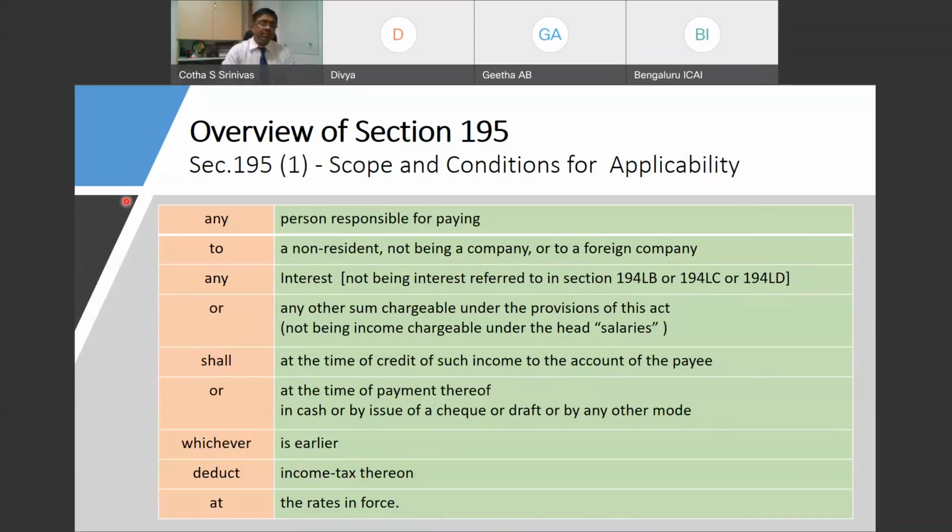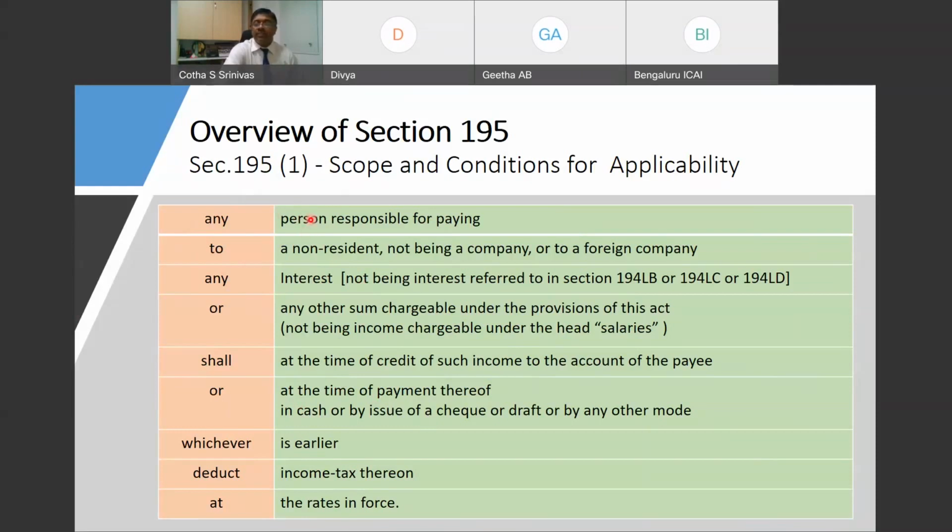So a few of the concepts in this particular section. This is what I should say, word by word. If you open section 195, you can see the entire section, I have just put it here. So let us try to understand each and every sentence, or each and every word possible, in this particular provision. That is section 195(1). It says any person.